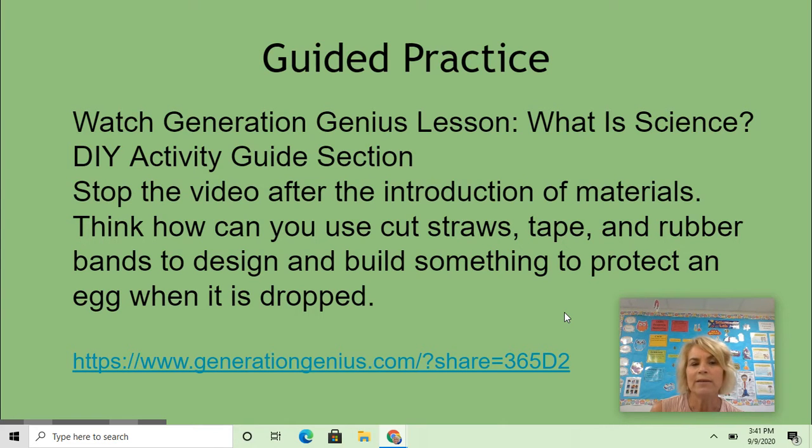So here's what we're going to actually be doing today. If you have any of these materials, you can actually make your own egg protector. You would just need some straws. You would just need some tape. And you would just need some rubber bands. Rubber bands like this, that can be any size, any color. So on our Generation Genius, on the DIY activity section, they are going to build a design to protect an egg that's dropped.